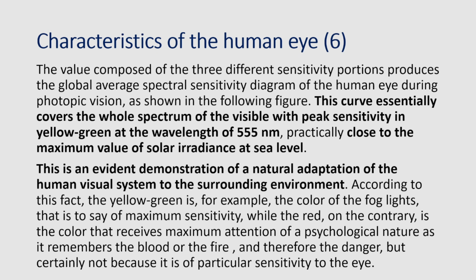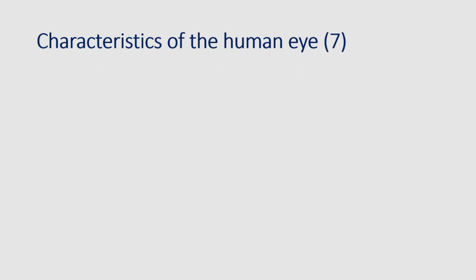According to this fact, the yellow-green is, for example, the color of the fog lights, that is to say of maximum sensitivity, while the red, on the contrary, is the color that receives maximum attention of a psychological nature as it remembers the blood or the fire, and therefore the danger, but certainly not because it is of particular sensitivity to the eye.